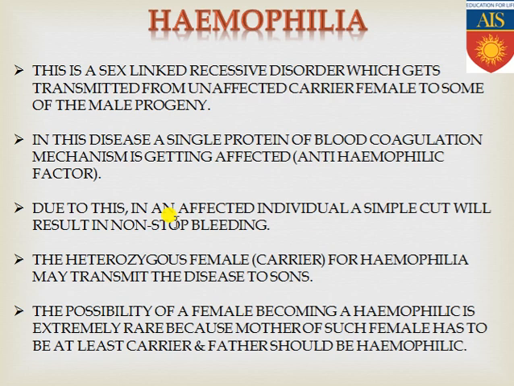Keep it in your mind, in this disease a single protein of the blood coagulation mechanism will be affected. In the blood coagulation mechanism there is one protein present, that is factor number 8, anti-hemophilic factor. If that factor is not produced properly, at that time the individuals will be suffering from hemophilia. Due to this, in an affected individual, if a simple cut happens, that will result in huge bleeding, and the bleeding will not stop also.